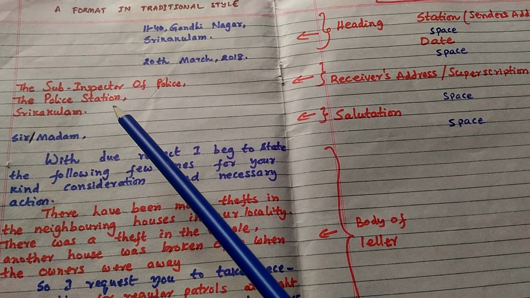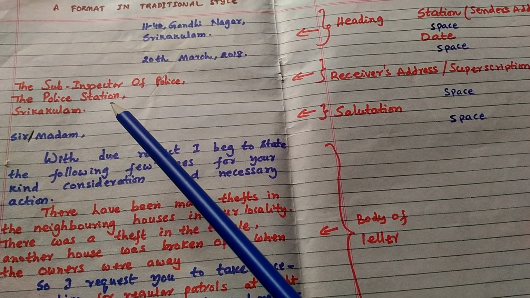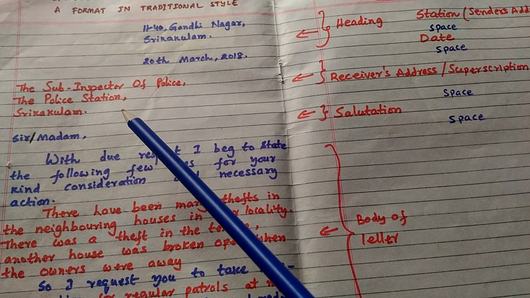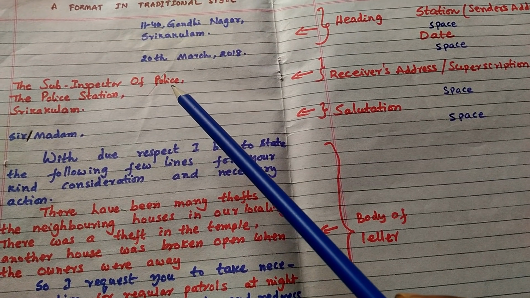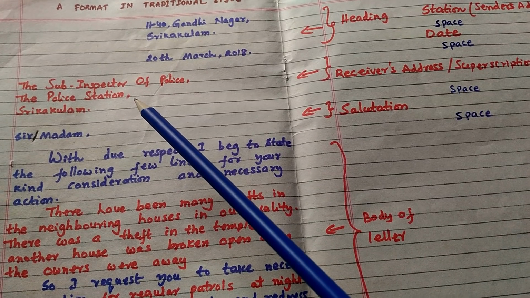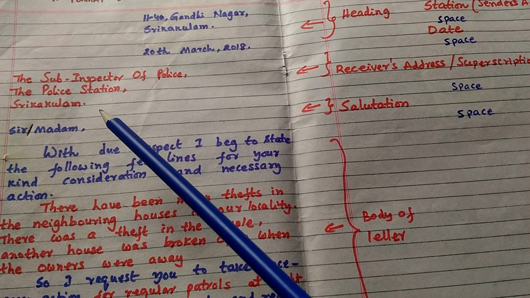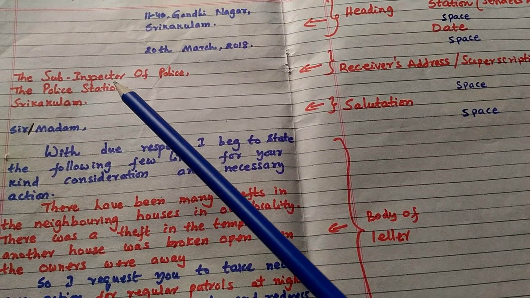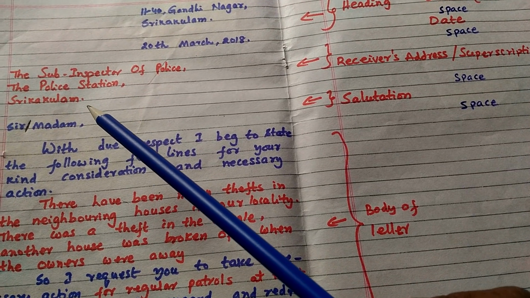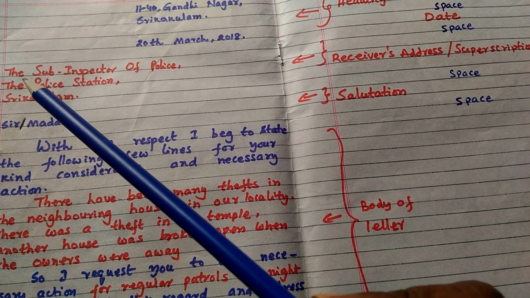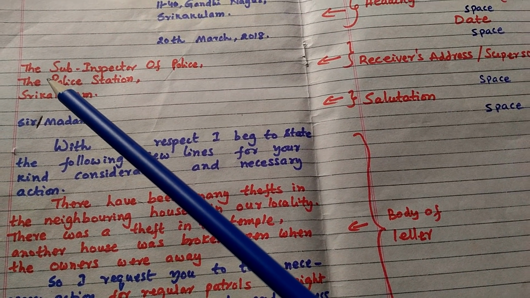And then here is the model writing of receiver's address. Receiver's address or superscription constitutes three parts, three lines. One is officer name, and then his office name, and then village or town name, the place. For example, here the Sub Inspector of Police, the Police Station, Srikakulam. Here the first letter of each word should be in capital letter.